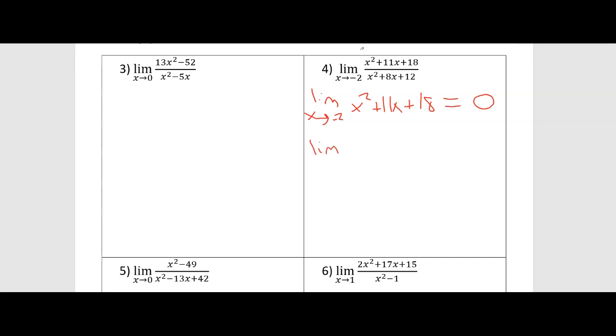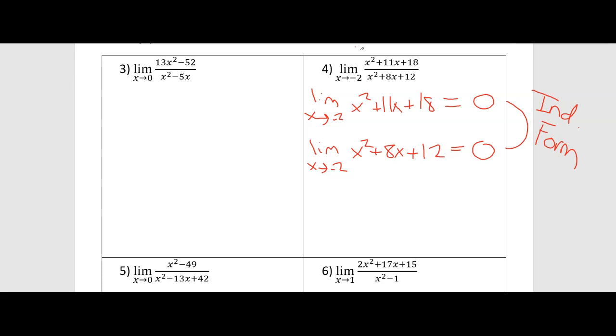I'm going to do the same thing for my denominator. x squared plus 8x plus 12. And again, this is also going to give us 0. We're going to get 4 minus 16, which is -12, plus 12, which is 0. So getting 0 in both our numerator and our denominator when substituting gives us an indeterminate form. Now, if we think back to our last lesson, this means that we're not done. It means that the limit may exist. We just have to keep going to try to find it.